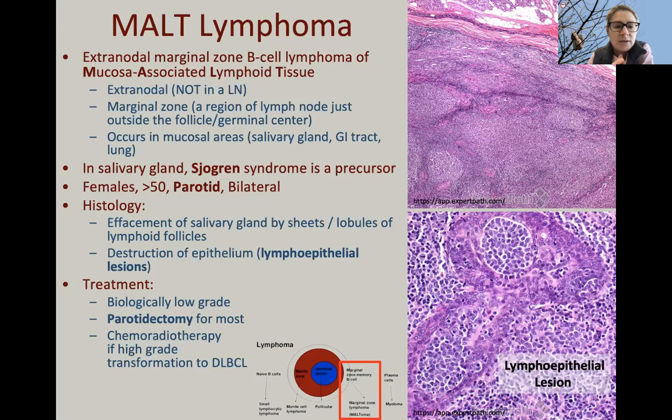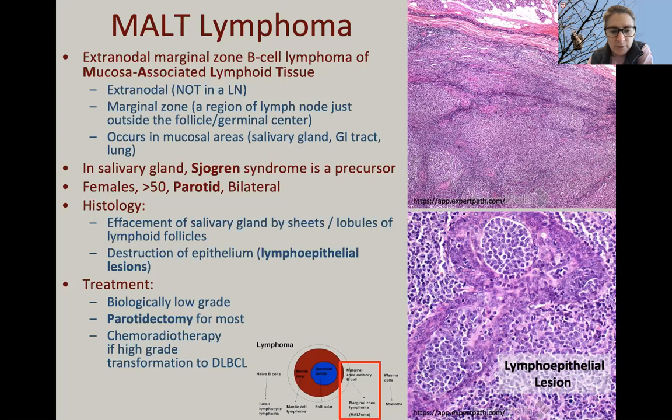You can basically see effacement of the glandular tissue by sheets and sheets of lymphoid cells that tend to invade and destroy the epithelium in these so-called lymphoepithelial lesions, as you can see on the bottom right. So whether they be in the parotid or in the thyroid gland, generally these are resected with high rates of cure. But the risk, of course, is transformation to diffuse large B-cell lymphoma, which we saw on the prior slide. So monitoring these patients for transformation is going to be important.